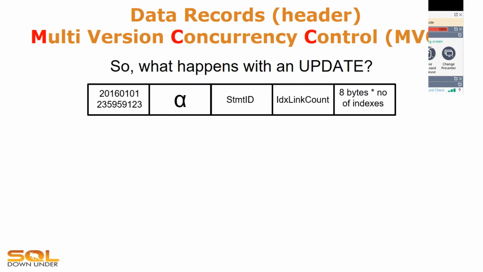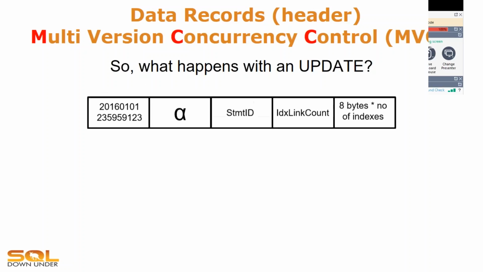So let's have a look what happens with an update statement. We've seen what happens with an insert statement and a delete statement, but what happens when data is updated? Well, we'll start with our record that's just been created. We've got obviously the begin timestamp and the infinity mark, which signifies that this is the current record.